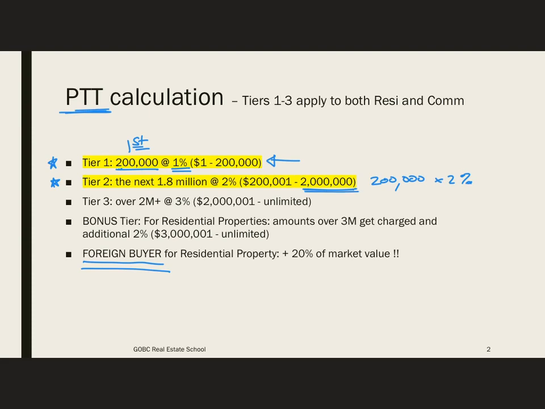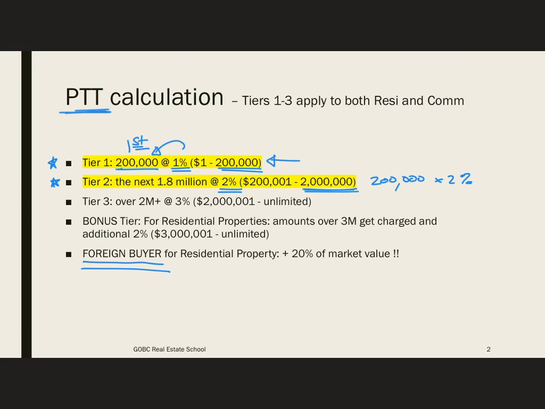Now you're not going to charge the 2% on the first $200,000 because you already charged the 1% on it. So you don't double charge. You don't do the 1% and then do the 2%. You always subtract this $200,000 off of whatever the sale price or market value of the property is, and then you charge the next tier, tier 2, on whatever is remaining.